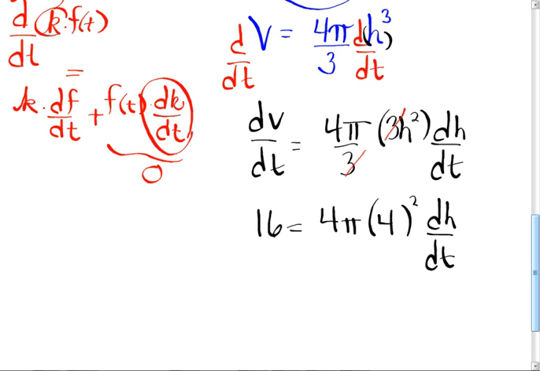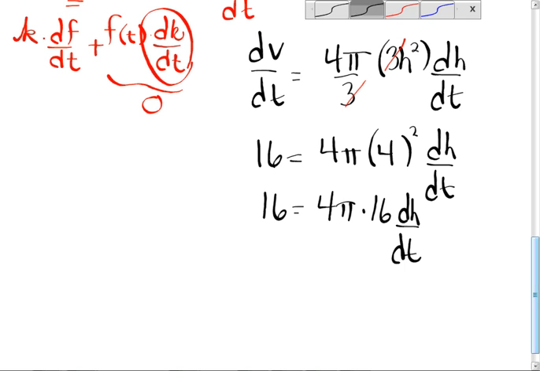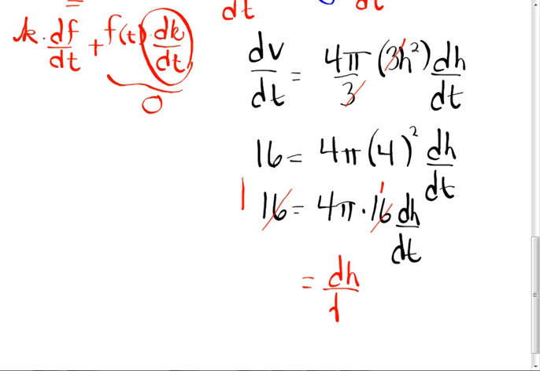So 16 equals 4π times 16. And I'm lazy, I don't want to get my calculator out. I see a 16 on both sides. What can I do with them? I can cancel them. It goes in once, so we're still left with a 1. So dh/dt is 1 over 4π. Yeah, it is what we got yesterday. Interesting, we got the same answer. Just happened to be the same answer.